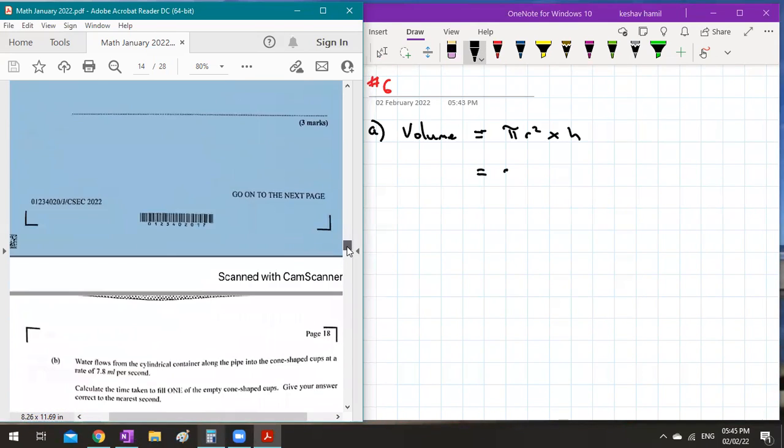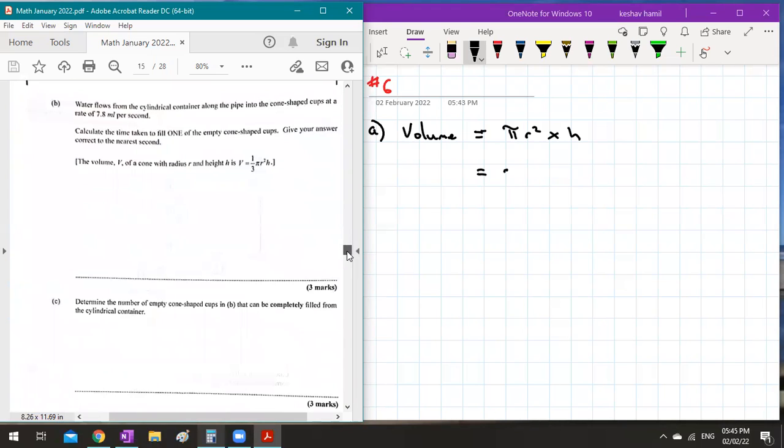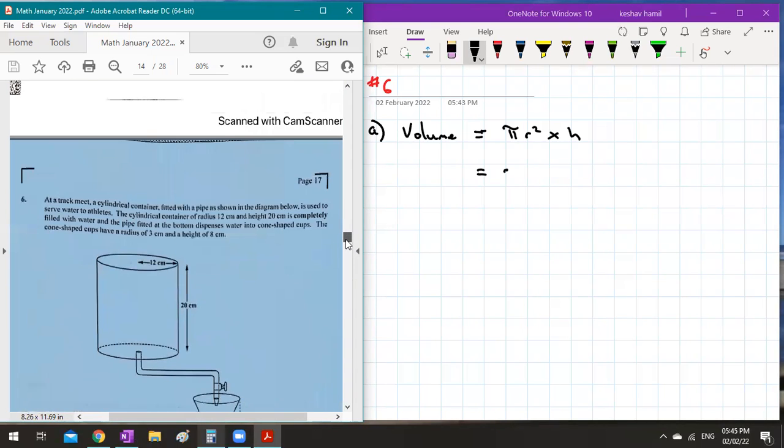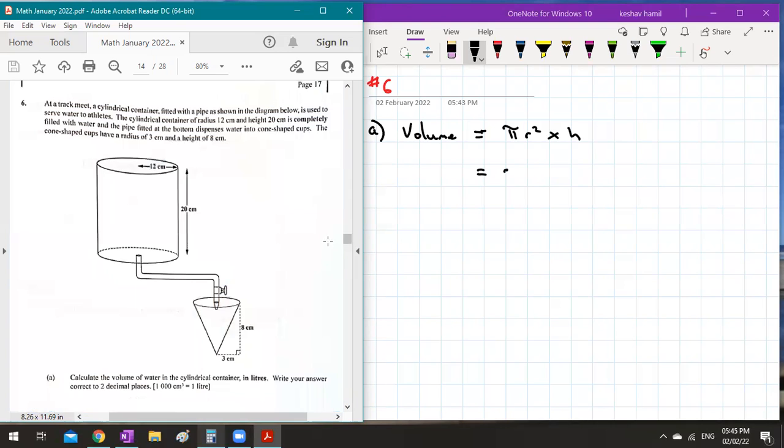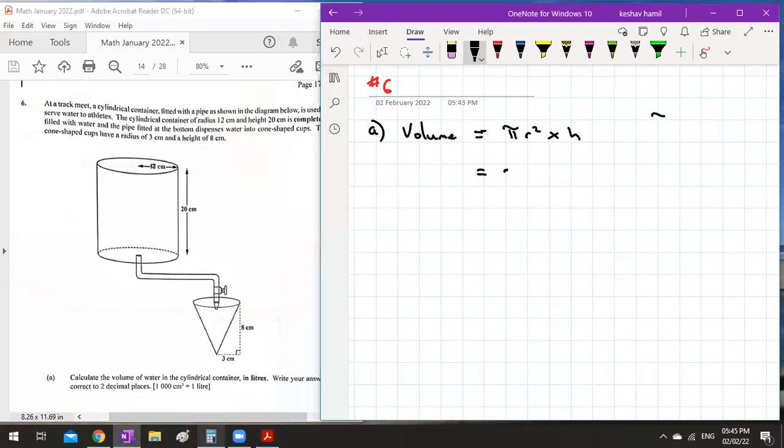It didn't specify what value I should use for pi. So in this case, watching the question, you can see that 12 is not exactly divisible by 7. So pi could be either 22 over 7 or 3.142. So a question like this, where you see the radius is 12 and not a value that is divisible by 7, use 3.142. It will make your life easier because you just use a calculator.